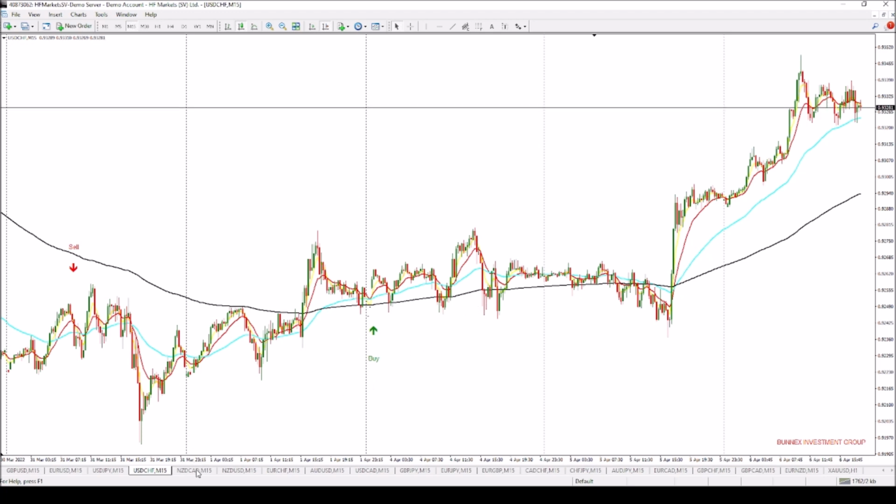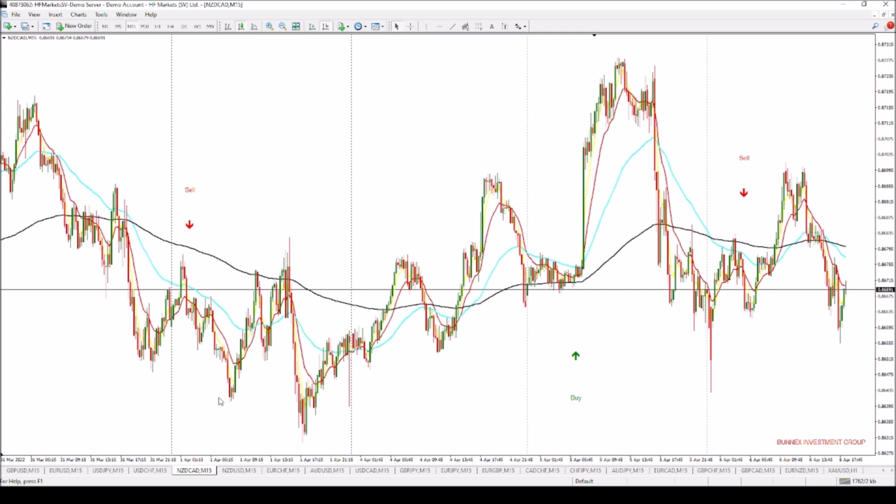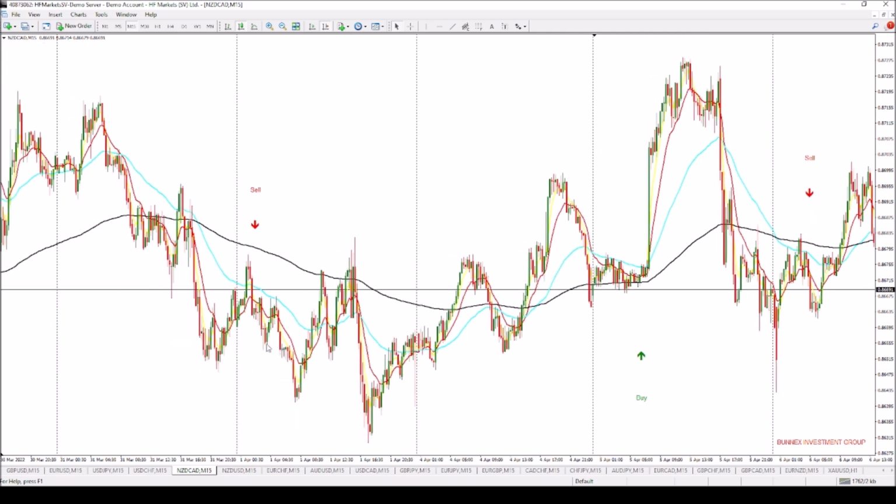Then NZD, NZD CAD. Also, you can see the same conditions that I was saying. You need to see a signal on your phone.